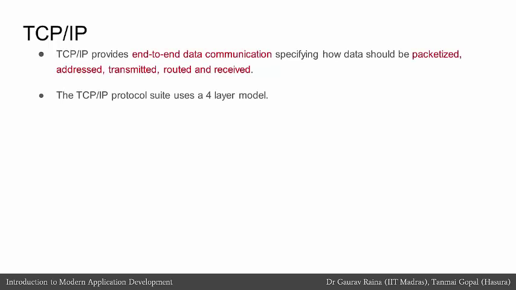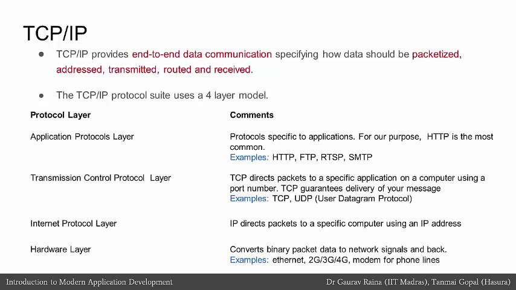The TCP/IP protocol suite uses a 4-layer model. At the top, you've got the application protocols layer, and these are protocols that are specific to certain applications. For example, for our purposes, HTTP, which we described earlier, is the most common. Other examples are FTP, RTSP, SMTP, and so on and so forth.